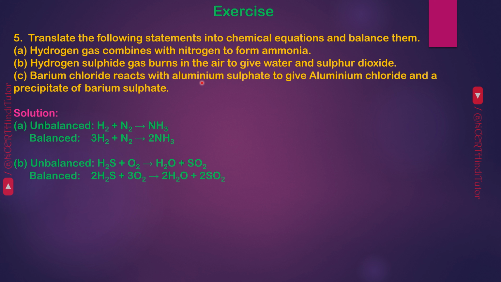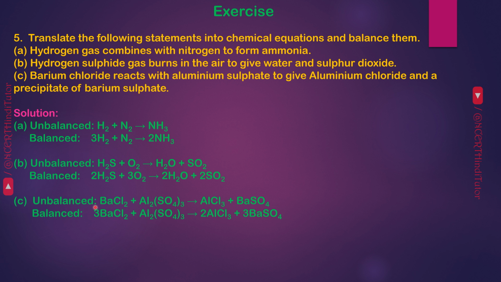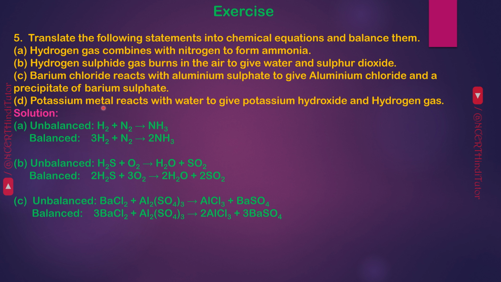C. Barium chloride reacts with aluminium sulfate to give aluminium chloride and a precipitate of barium sulfate. Answer: unbalanced BaCl2 plus Al2SO4 gives AlCl3 plus BaSO4. Balanced: 3BaCl2 plus Al2SO4 gives 2AlCl3 plus 3BaSO4. D. Potassium metal reacts with water to give potassium hydroxide and hydrogen gas. Answer: unbalanced K plus H2O gives KOH plus H2, and balanced 2K plus 2H2O gives 2KOH plus H2.